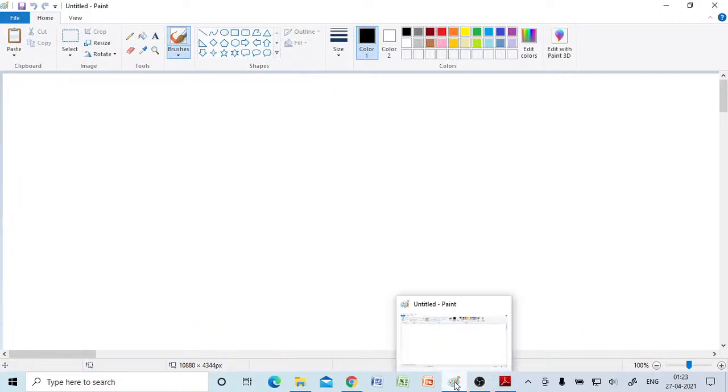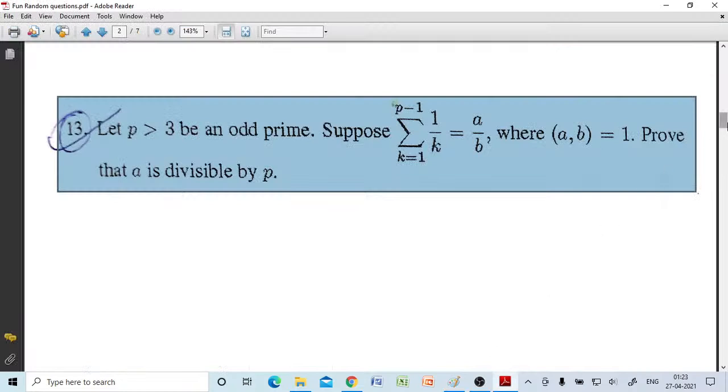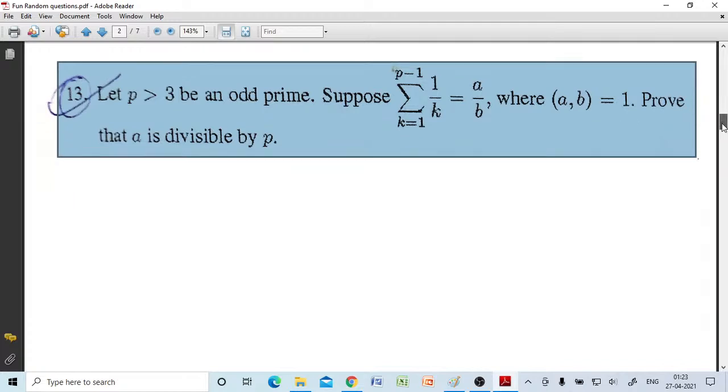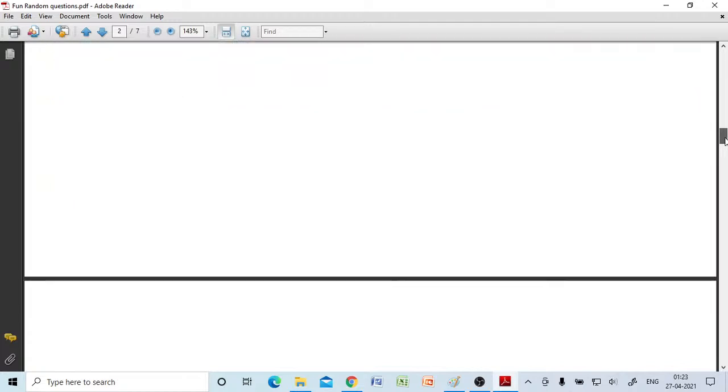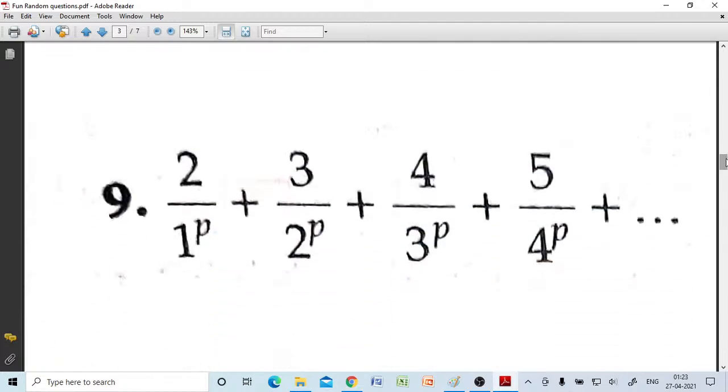So the next question is, I just took this particular question from a number theory book. I like this question and I just took it. Okay, so in this question, we need to prove whether this particular series is convergent or not.